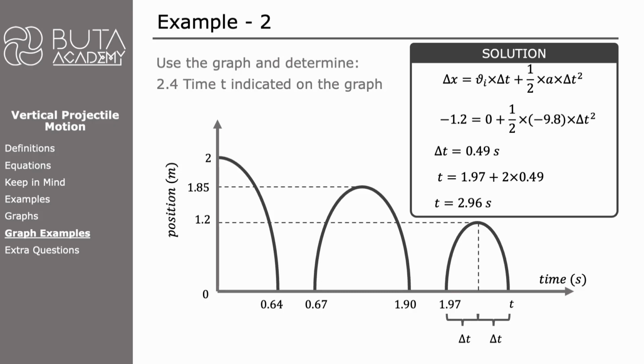In this video, we have solved an example that helped us to interpret position versus time graph of a ball making vertical projectile motion and bouncing off the surface. In the next few videos, we are going to solve some examples to understand the entire topic better.